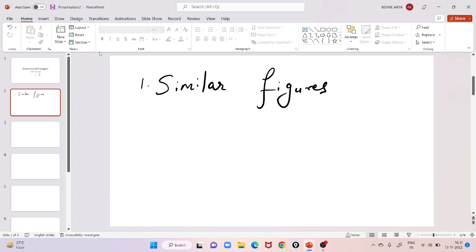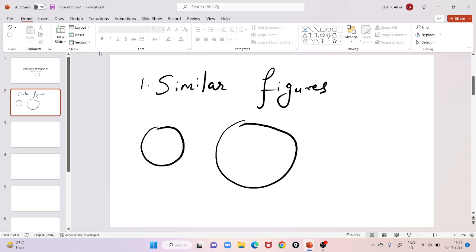So the first point which I'm going to discuss is about similar figures. What are similar figures? If two or more figures have the same shape but their sizes are different, then they are known as similar figures. For example, if I'm drawing a circle like this, and I'm drawing another circle like this. Sorry, it is not a complete circle. So we can see here that the radii are different, but they are circles. They have the same shape, but their sizes are different, so they are similar figures.